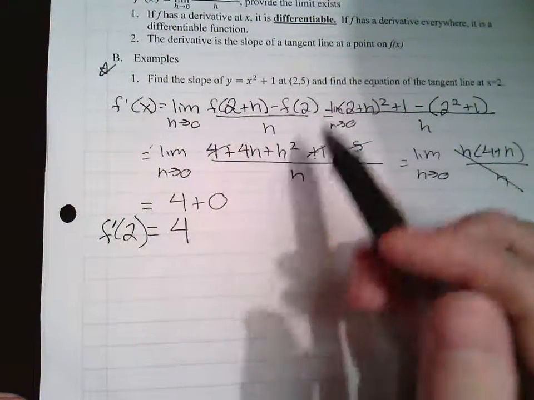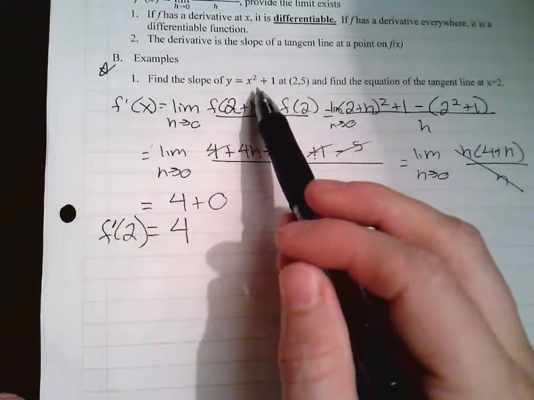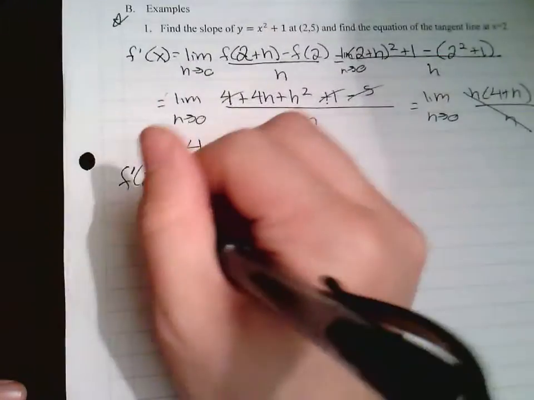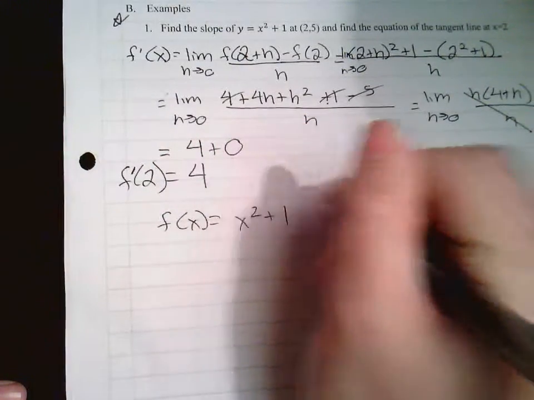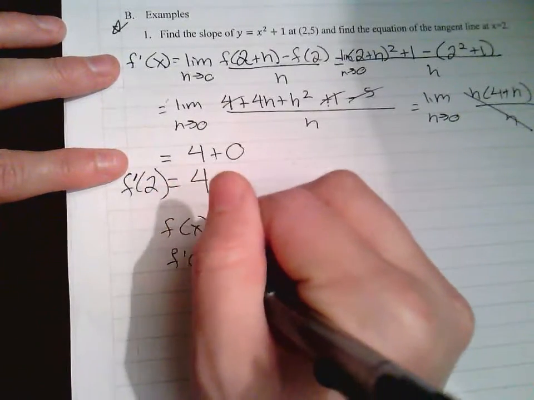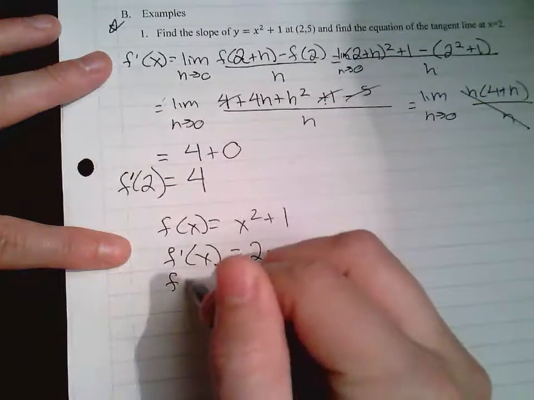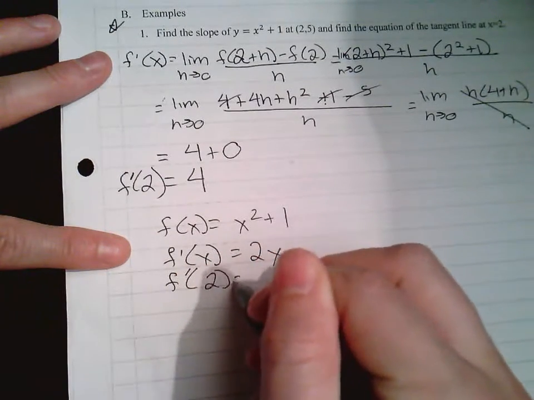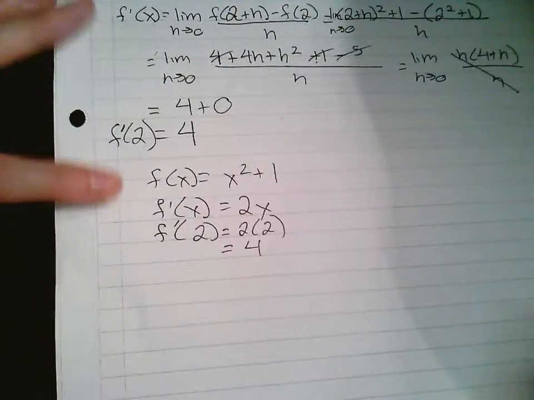Again, if you decided to do f of x plus h minus f of x here, and you do all the algebra, you would end up getting f prime of x equals 2x, and then you would plug your x value in here. So that's another way you could do that.